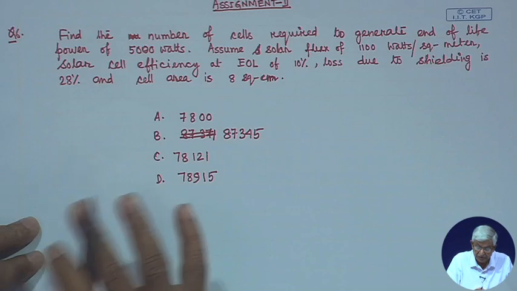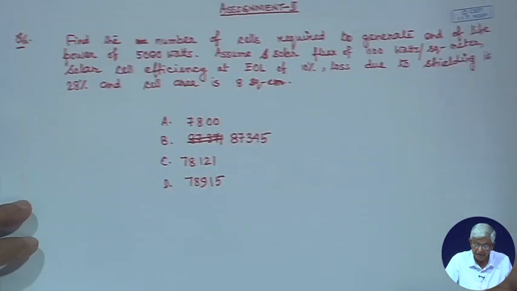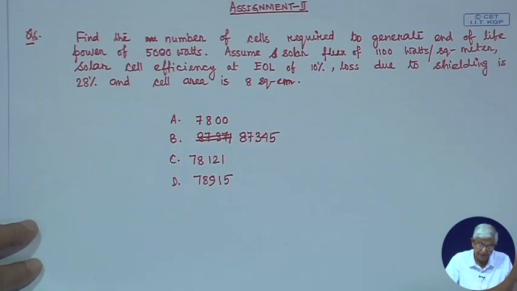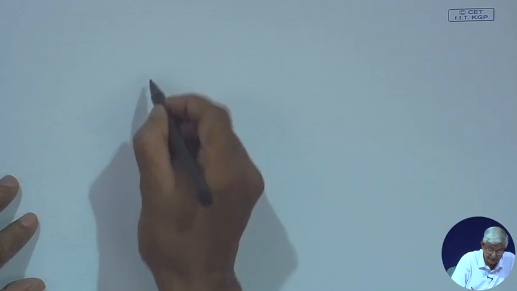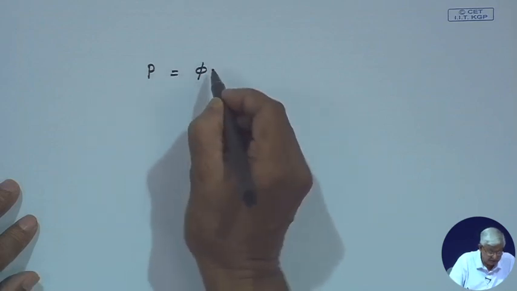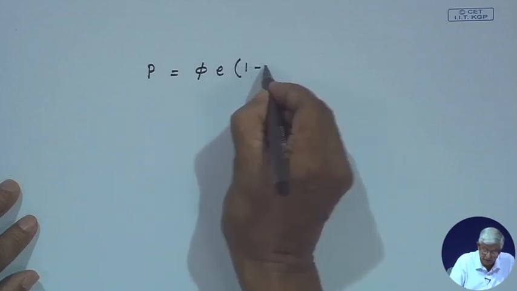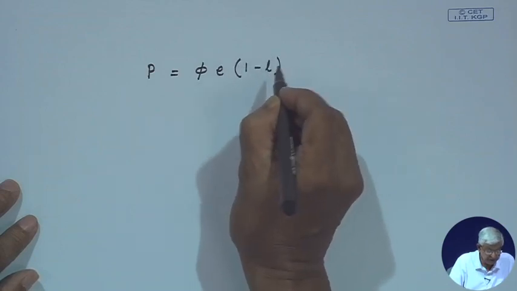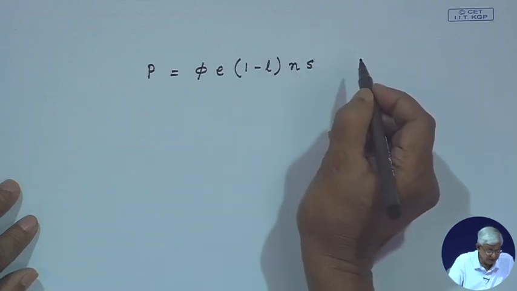This is a straightforward calculation, and you put these numbers into the expression and you will get it straight. So, the expression, if you recollect, is that the end of life power is equal to the solar flux, the efficiency of each solar cell, 1 minus the loss due to shield, etc., the number of solar cells, and the surface area of the solar cell.